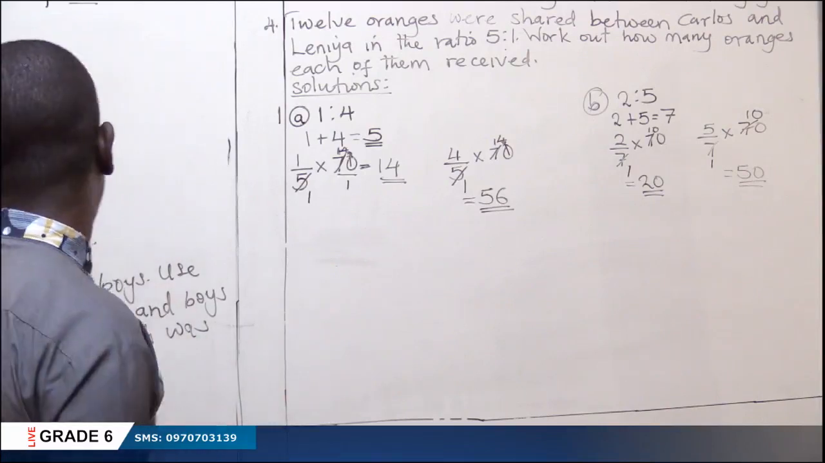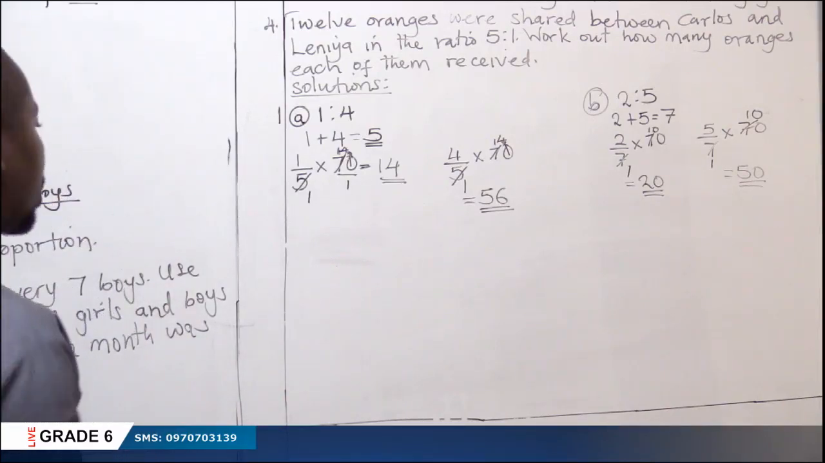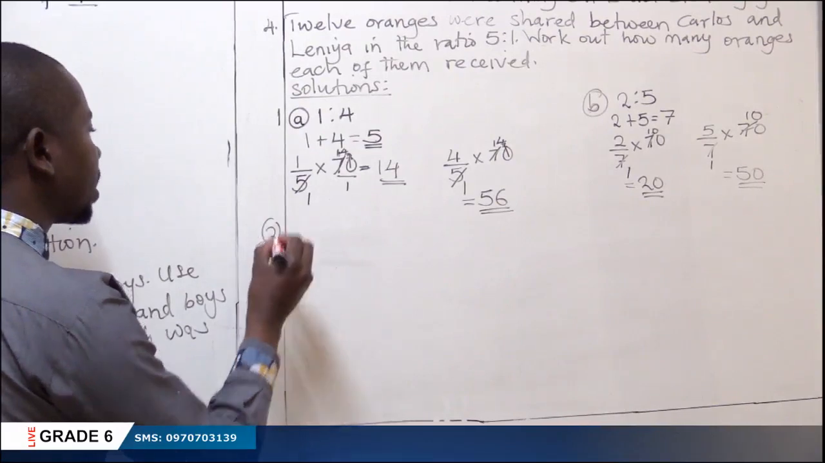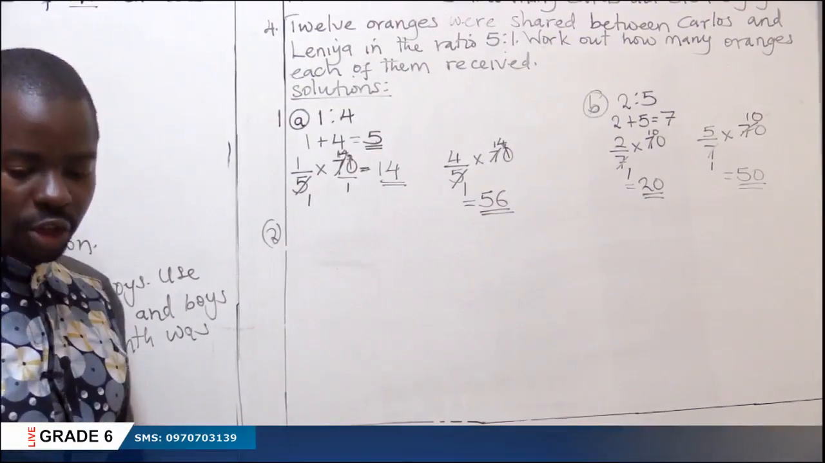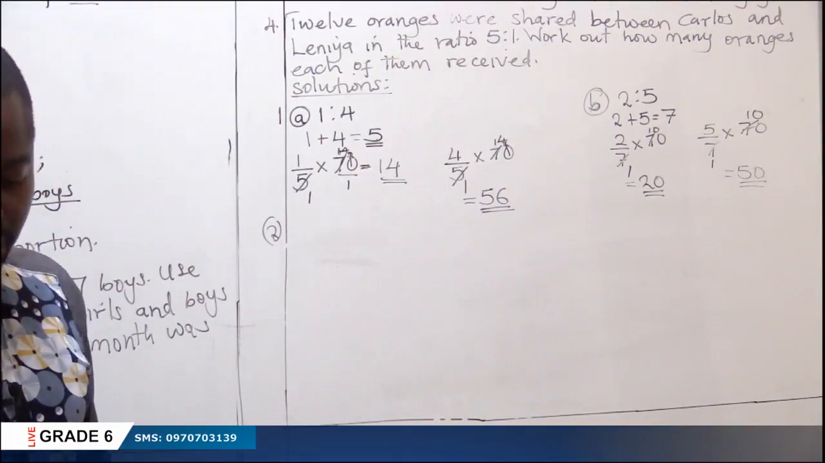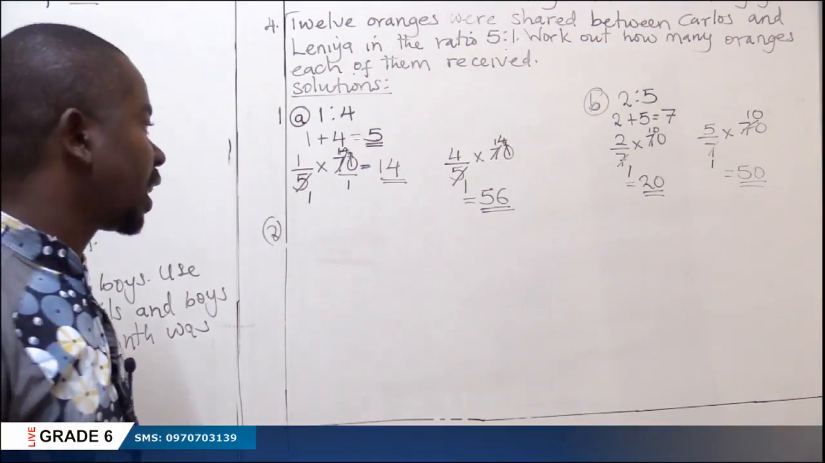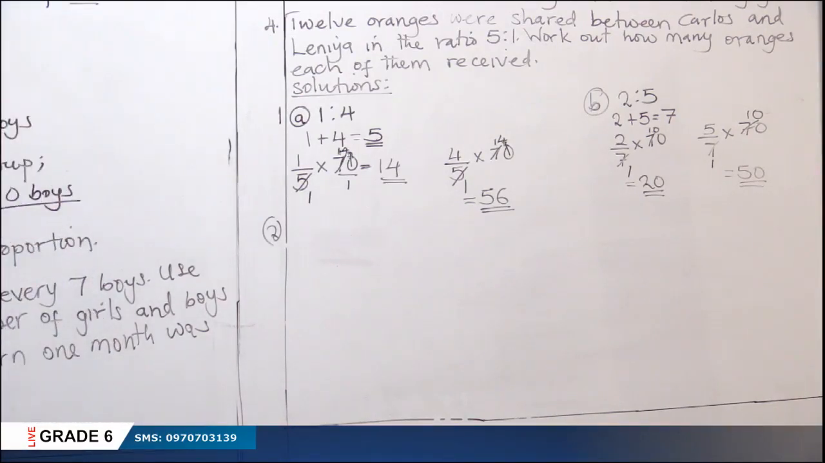So we've solved question 1A and B. Let's go to number 2, boys and girls. If you haven't understood, you can SMS me using 0970703139.